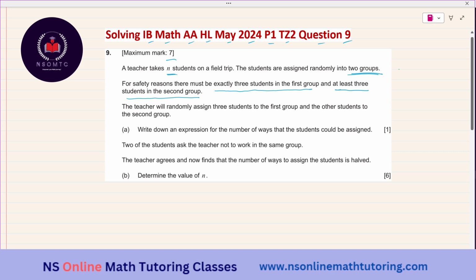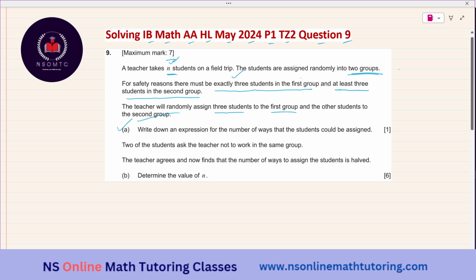That means the n value should be at least equal to 6, because there should be exactly 3 students in the first group and there should be a minimum of 3 students in the second group. So the n value has to be equal to or more than 6. Okay. The teacher will randomly assign 3 students to the first group and the other students to the second group.